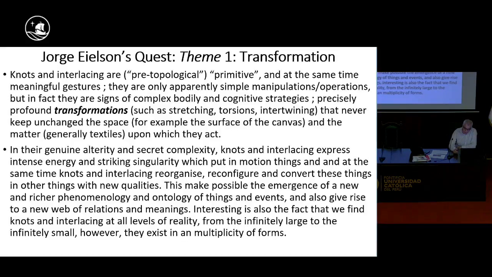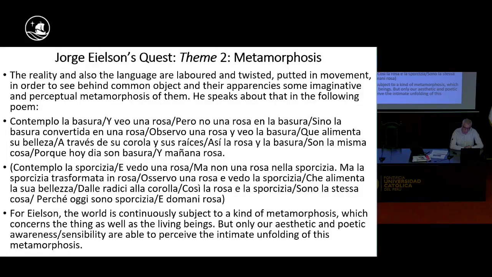The second term I would like to speak about is that of metamorphosis. Reality and also language are elaborated and twisted by Eielson, put in movement, in order to see behind common objects and their appearances some imaginative and perceptual metamorphosis of them. He speaks about that in the following poem. I leave you reading in Spanish and I read in Italian.